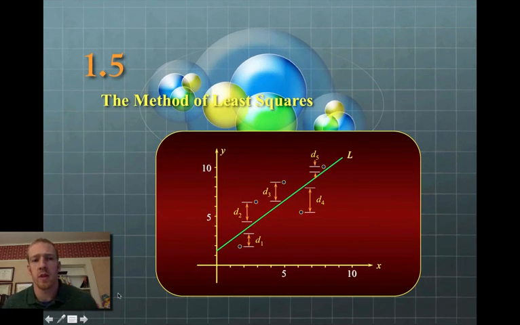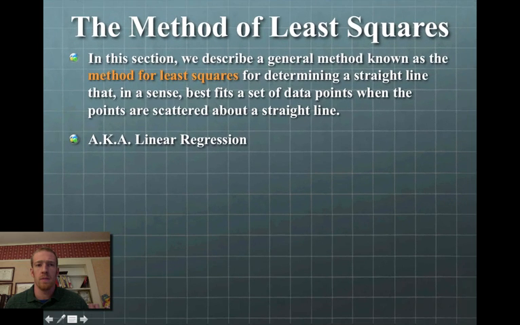Okay, so what we're about to study now is the method of least squares. It's also known as linear regression. The first few slides are not essential for you to be able to do the problems, but they do help to develop a richer understanding of what we're doing here. The method of least squares is used for determining the straight line that's our best line of best fit for a scatter plot.